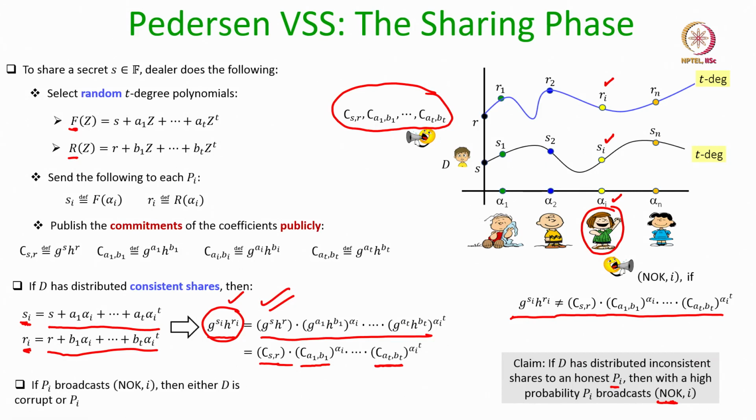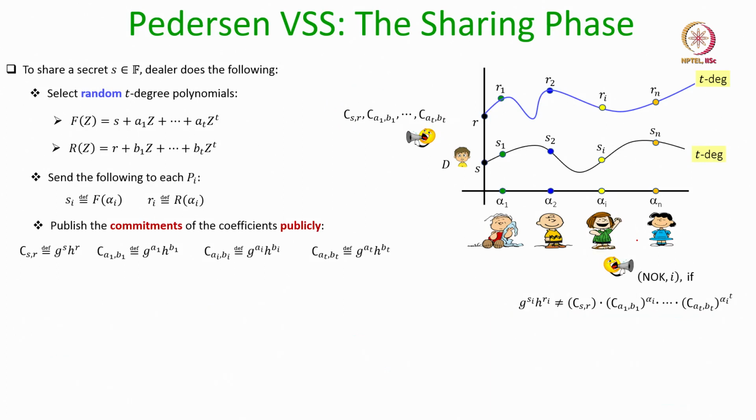Okay. So, that means if any party complains against the dealer, we can conclude that either the dealer is corrupt, or it could be possible that the dealer is honest, but this party Pi is corrupt and unnecessarily accusing the dealer, right. So, it could be possible that the dealer is honest, it has distributed consistent shares to everyone, but still this party Pi simply complains that the check is not passing. Fine. Whenever there is a complaint, we do the following.